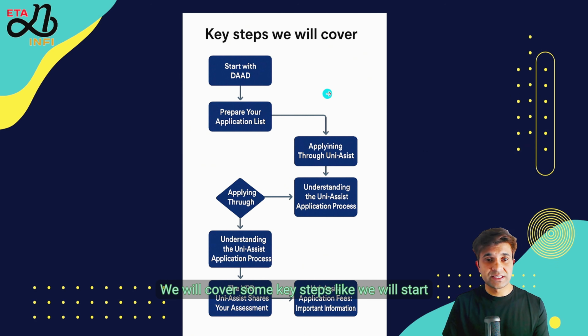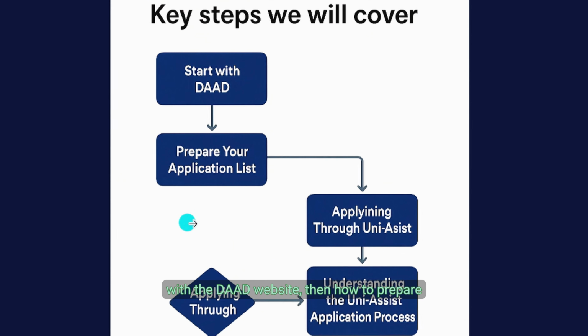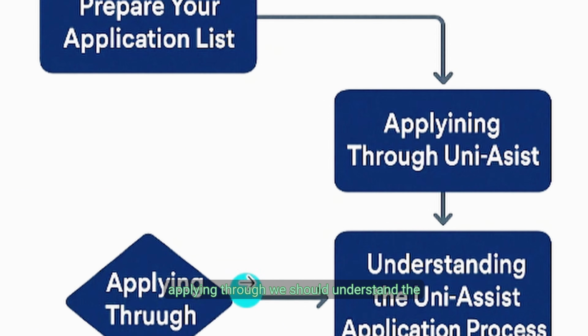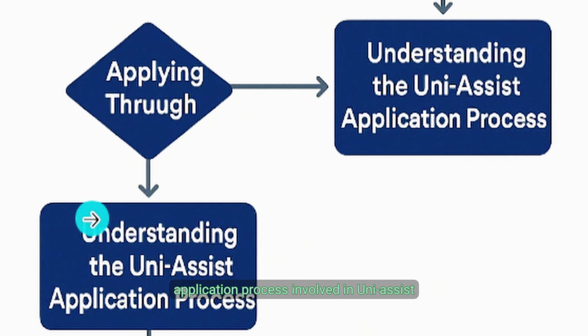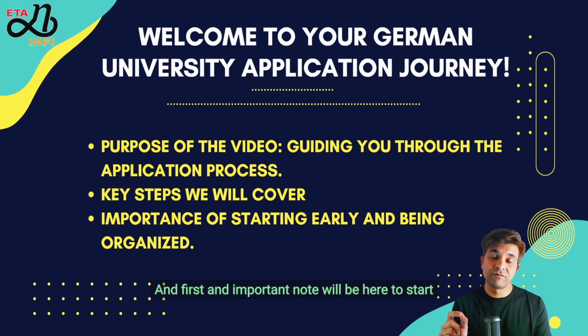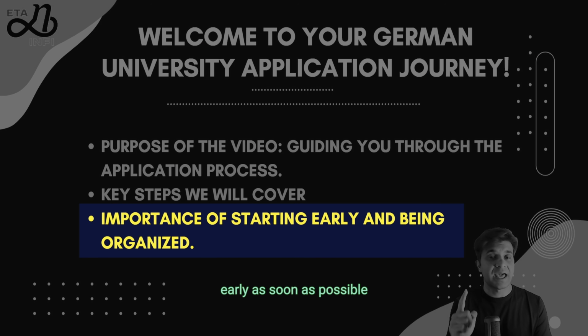We will cover some key steps. We'll start with the DAAD website, then how to prepare your application list, and applying through the Uni-Assist website. If you're applying through it, we should understand the application process involved in Uni-Assist, what the VPD is, what Uni-Assist application fees are involved, and what exactly the process looks like. First, an important note: start early, as soon as possible, and be well organized.